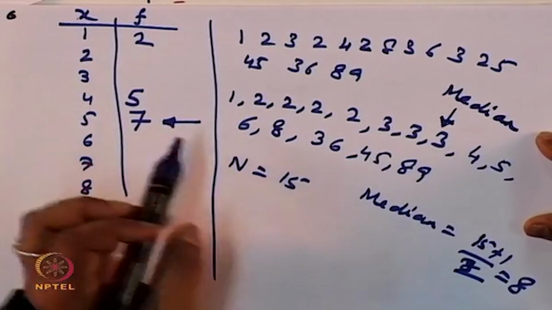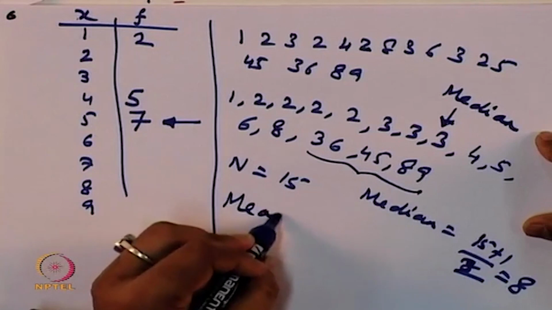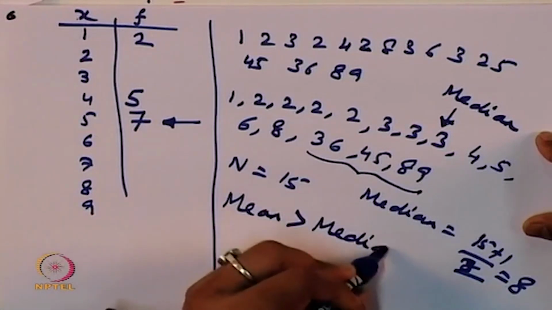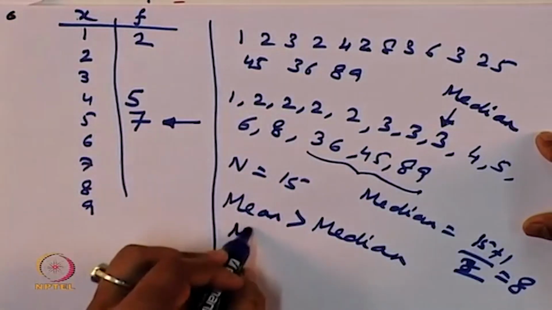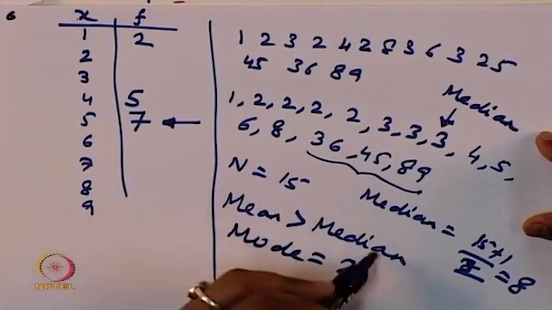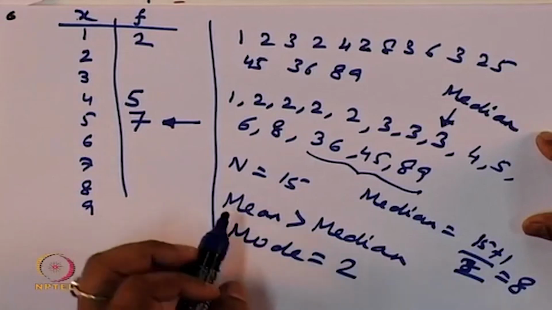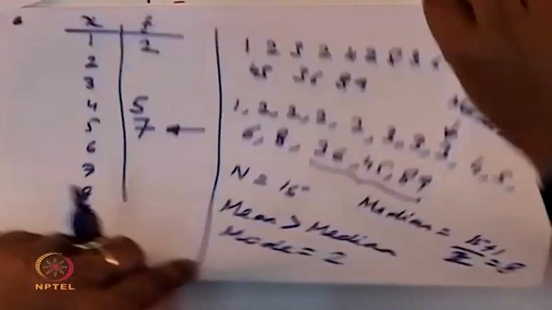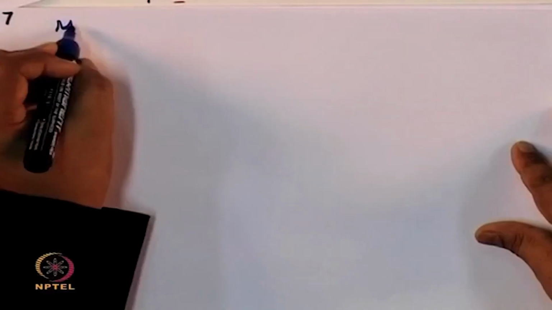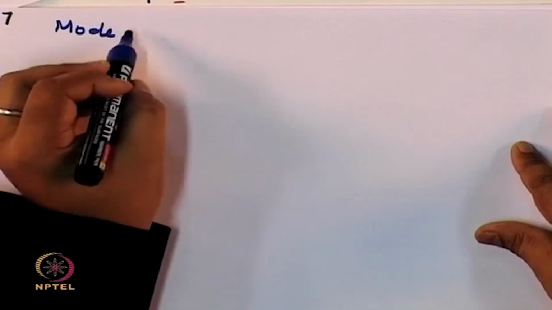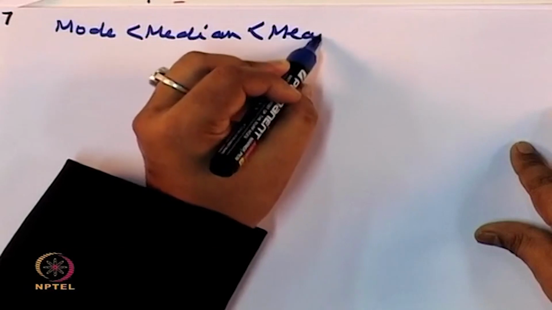When I take the average, because of the presence of these 3 numbers, my mean is of course going to be much greater than the median, and mode is the maximum occurring value, which is 2. So, mode is equal to 2, median is equal to 3, and mean is of course greater than median and is greater than mode. So, in this particular example that we worked out, we came to the conclusion that mode was less than the median, was less than the mean.